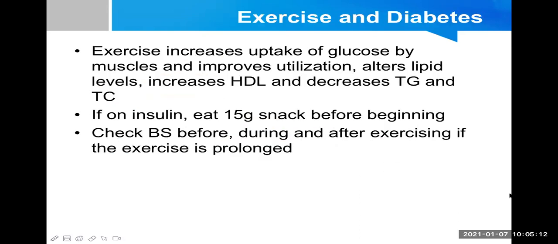Let's move on. Now, what is the importance of exercise in case of diabetes? This is a very, very important slide. Please take a concept out of it. Exercise increases the uptake of glucose by muscle and improves the utilization. We already talked about this in the last class also. During that time, it doesn't even need insulin for the entry of glucose inside the muscle cells. And that is a very important point.